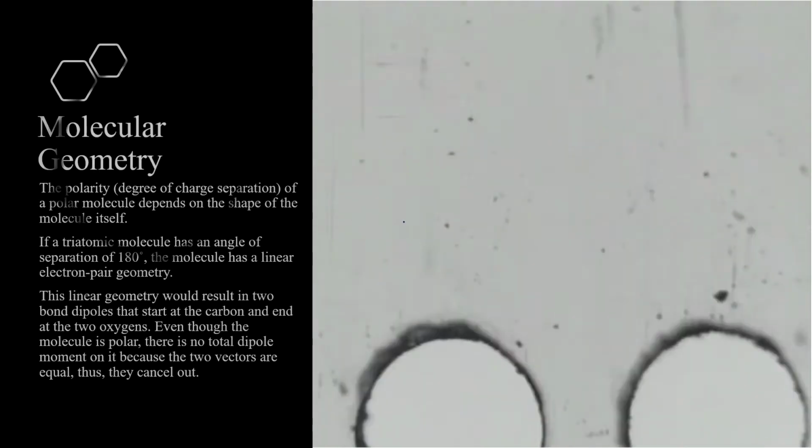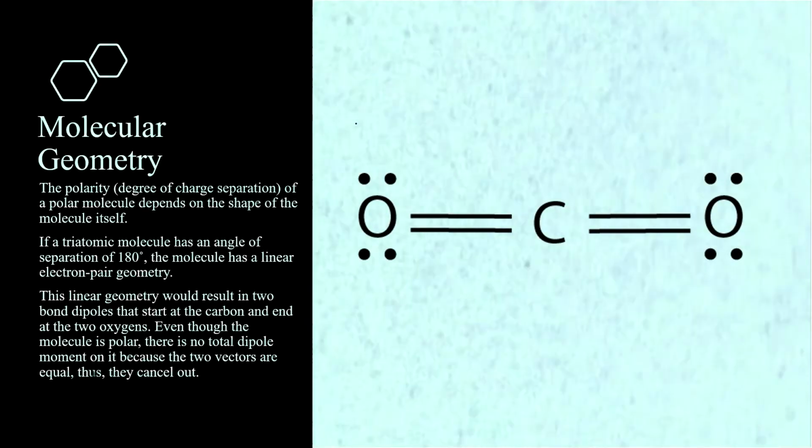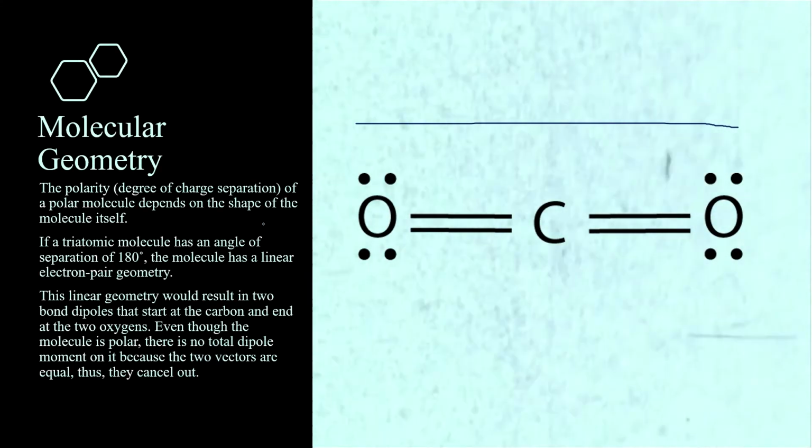Now, molecular geometry. The degree or the polarity of charge separation of a polar molecule depends on the shape of the molecule itself. If a triatomic molecule has an angle of separation of 180 degrees, the molecule has a linear electron pair geometry. Take this for example. It's a straight line, it's essentially linear.